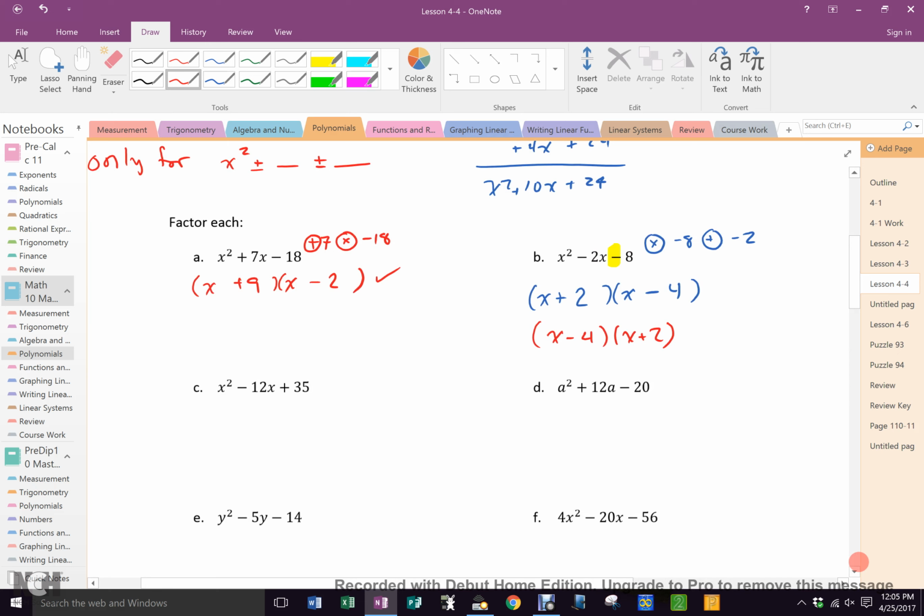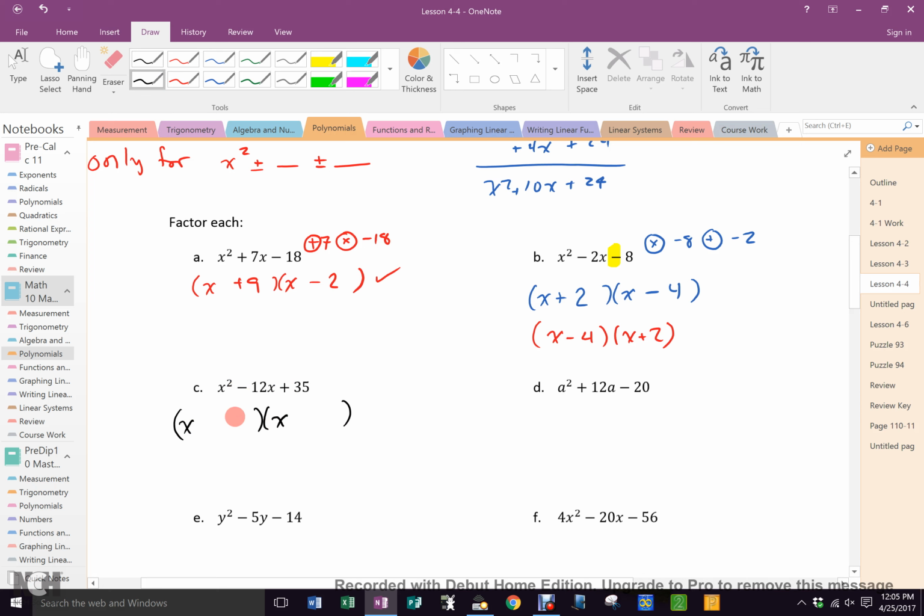Look at the next question. What's different? Well, I still need two brackets. I still need x and x. This is positive, but what's happening over here? So what are the two signs I need? They have to both be negative, don't they? Because two negatives will multiply to make a positive and add to make a negative, right?